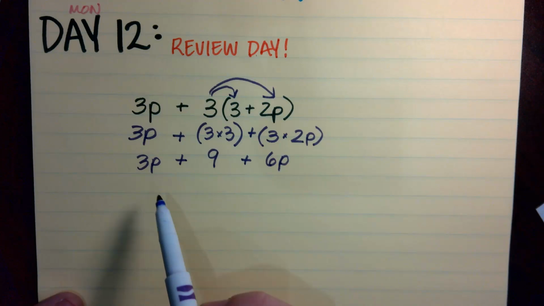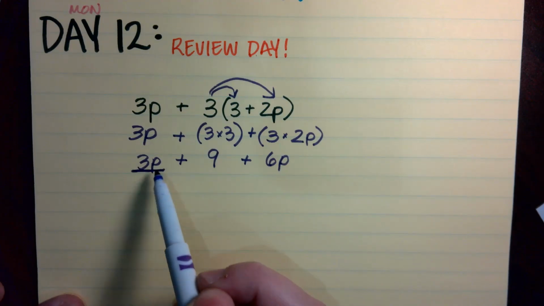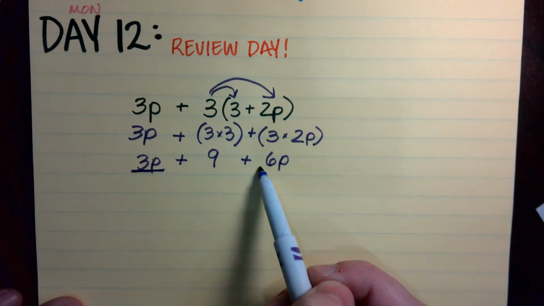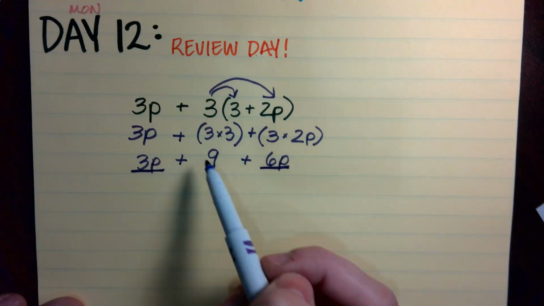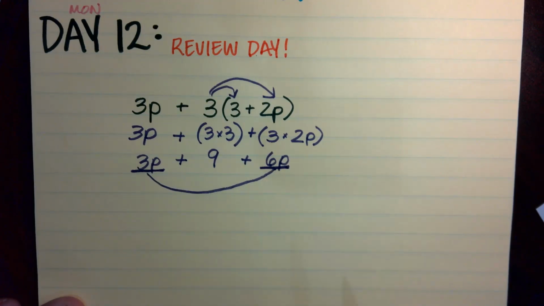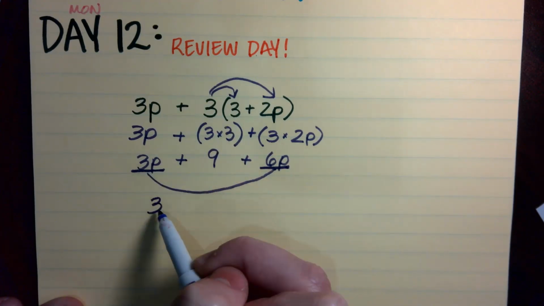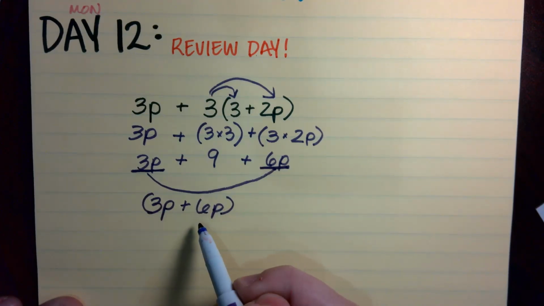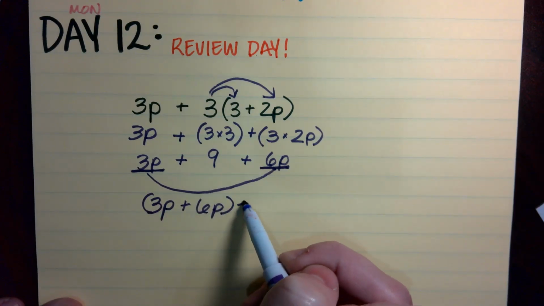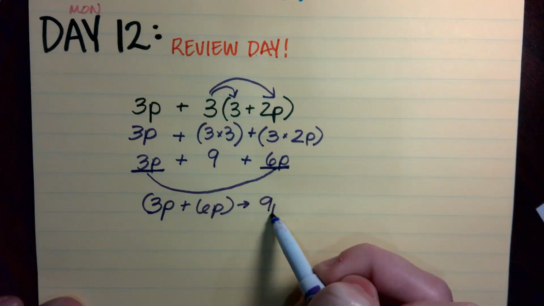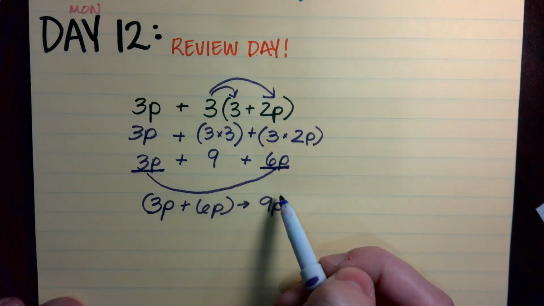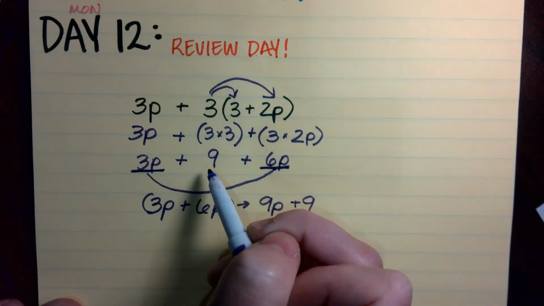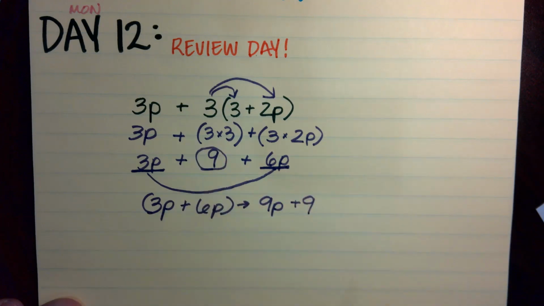Okay, and then this is where we saw I've got a term here with a p, I've got a term here with a p. I can put these together and do 3p plus 6p, and I know that that is actually 9p plus 9 because I hadn't used my 9 yet, and it's plus.